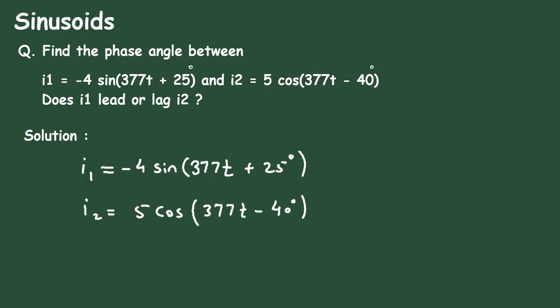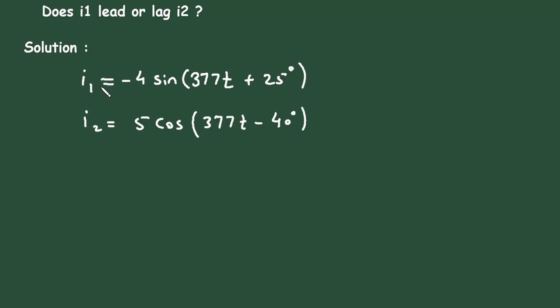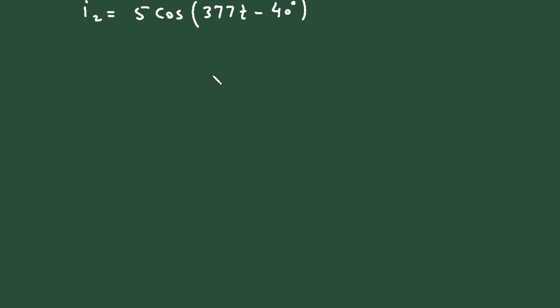Now here, this sinusoidal current is in this minus sine form. So we have to convert this minus sine into positive cosine, and here this I2 is already in plus cos. So we just have to convert this I1 into positive cosine form. So to convert this, let's go to the basics again.